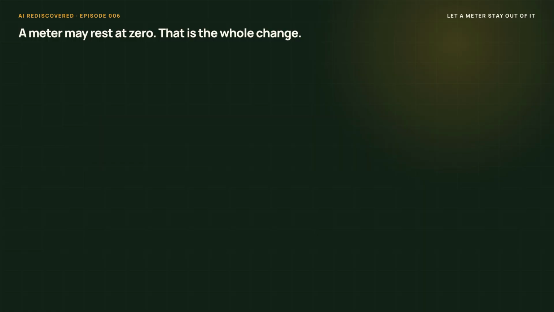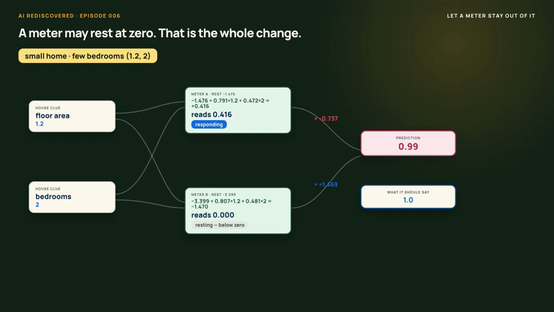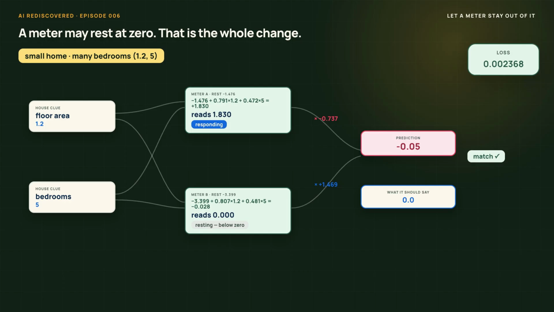Why would that help? Because a meter that can stay silent can pay attention to some of the houses and ignore the rest. 2 meters covering different groups can carve a shape that one straight line never could. Let us run it. Loss 0.002. Solved.